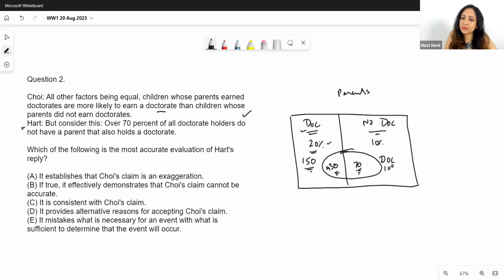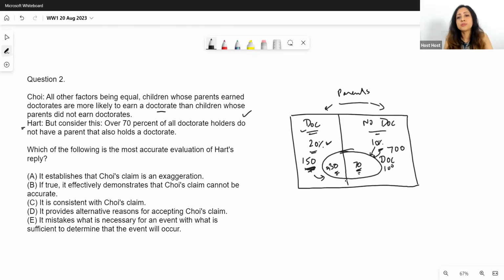And here we have 70 children whose parents do not have a doctorate, and assuming that 10% of these parents had these kids, we can say that the number of parents over here could be 700. Now, this is certainly a possible figure, right? It is possible that out of all the parents, 150 had a doctorate and 700 did not. It is certainly possible. And then it is possible that 20% of these children had a doctorate, and 10% of these had a doctorate.